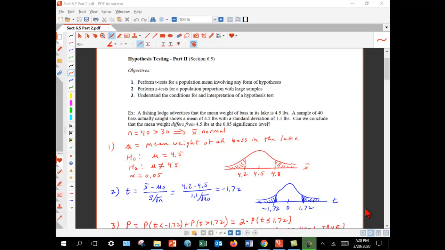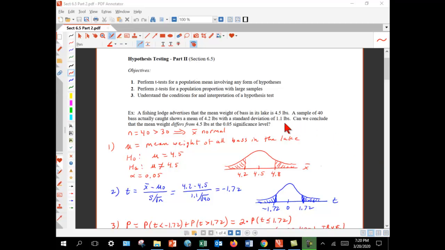Hi guys, this video is the second of two over section 6.5 hypothesis testing. These notes are posted on Brightspace, and this time they're all filled in, so you won't have to write anything, but maybe following along will be helpful. That'll speed things up a little bit.